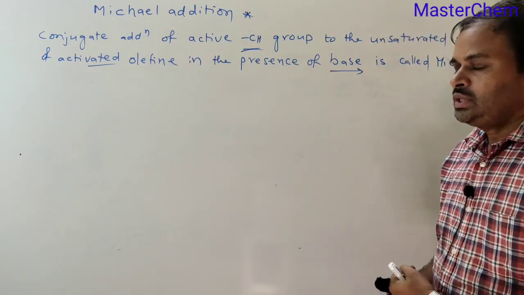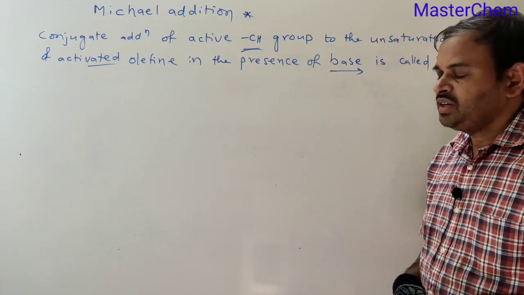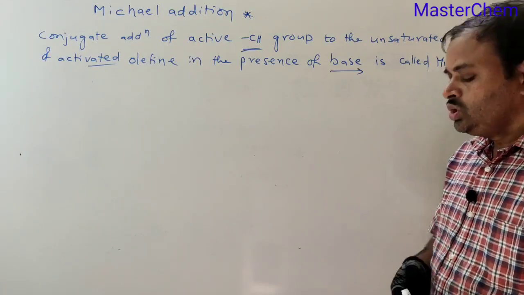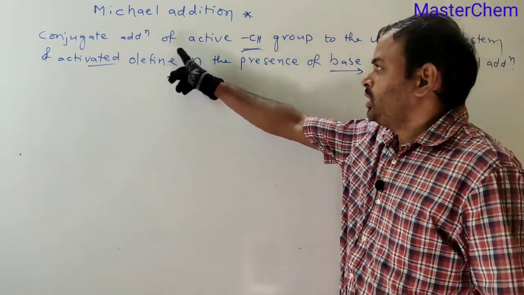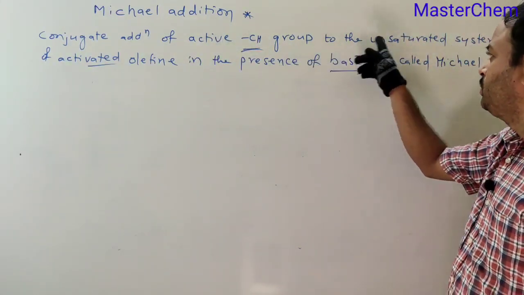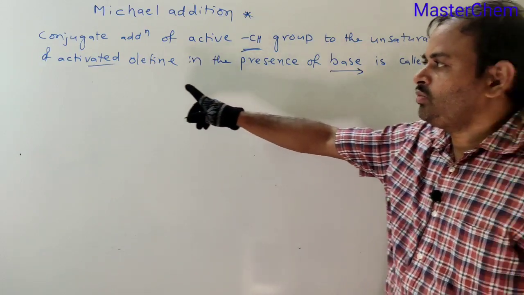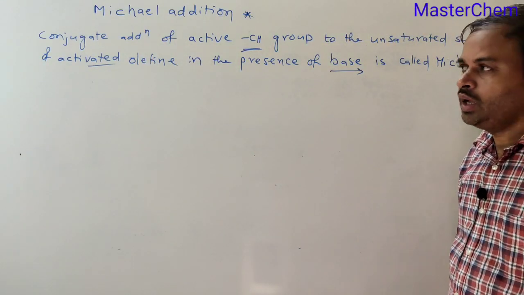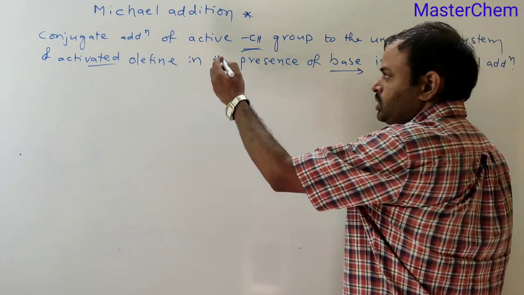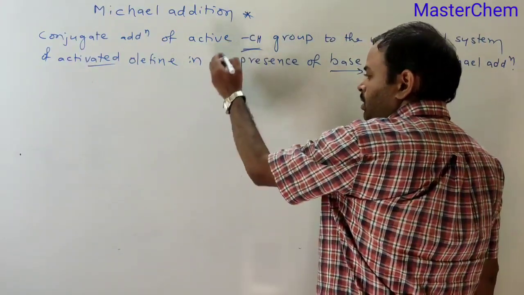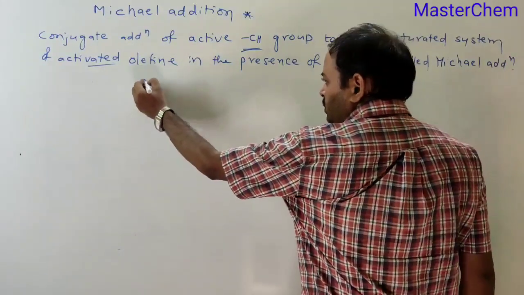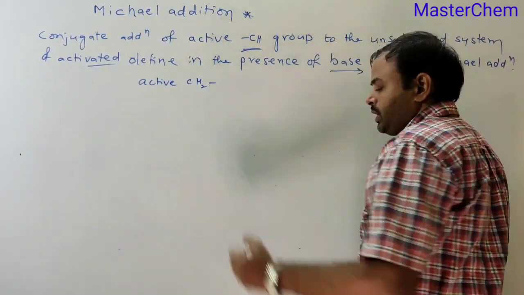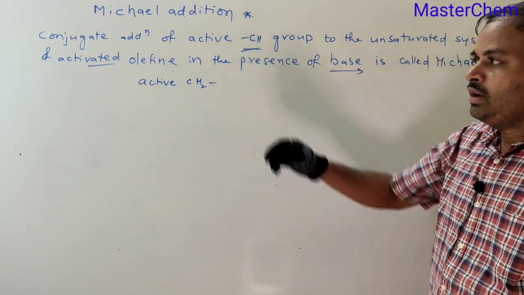Today we are going to discuss the Michael addition reaction. It is a very important name reaction. What is this name reaction? Conjugate addition of an active CH group to the unsaturated system of an activated olefin in the presence of a base is called Michael addition. Okay, so it is a conjugate addition of an active methylene compound, a CH2-having compound, to the activated olefin.